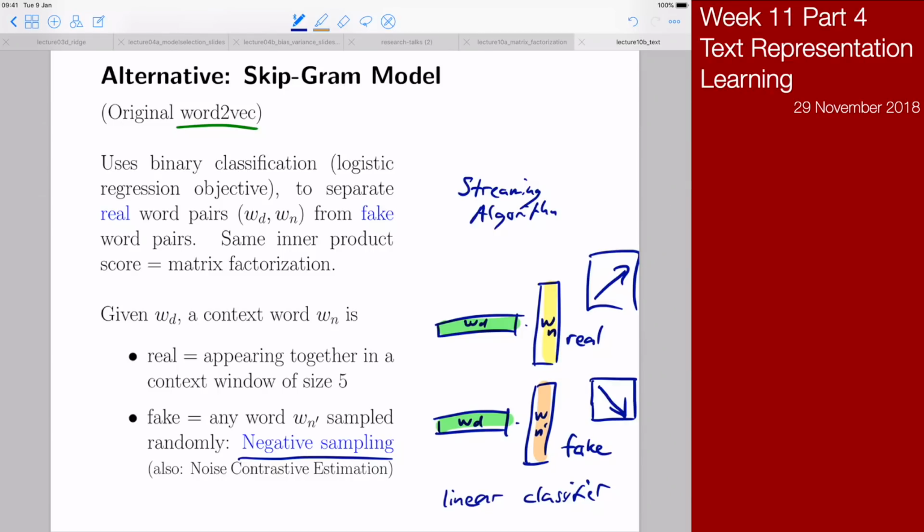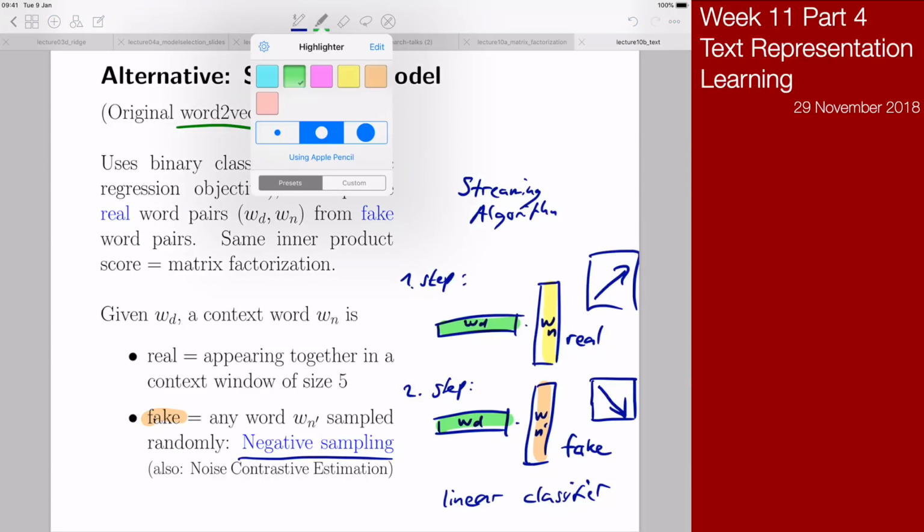Okay, any questions on this? So we're not going into the math for this, but there are two steps for every word while you stream through your text, and you update your vectors. Fake against real.